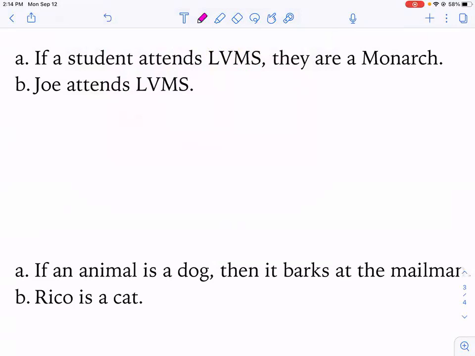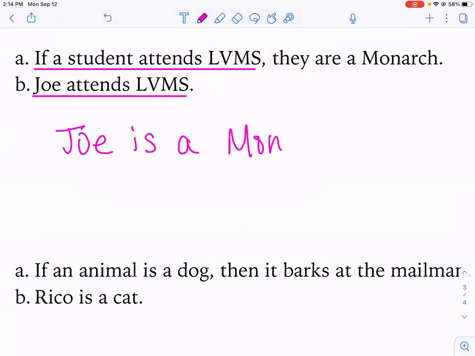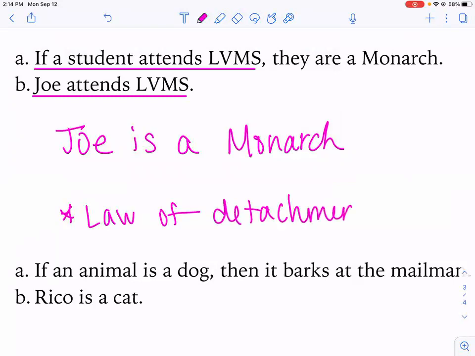What do we know about Joe? He attends LVMS. Joe attends LVMS. And if a student attends LVMS, we know that they are a monarch. So we can say that Joe is a monarch. Based on the law of detachment.